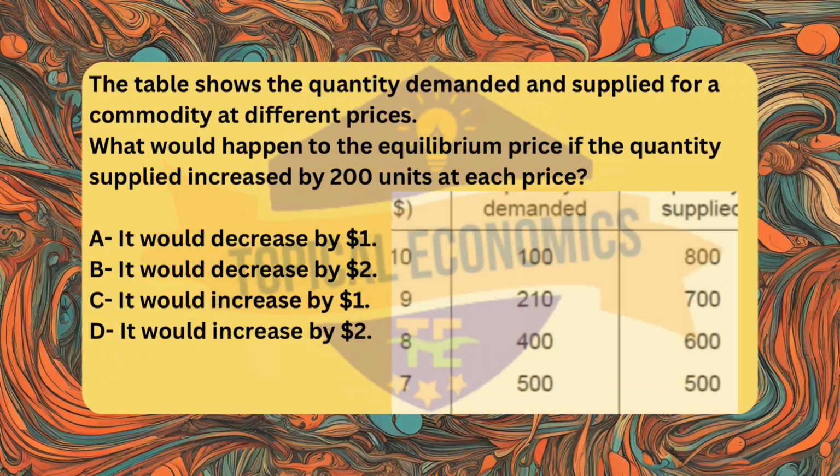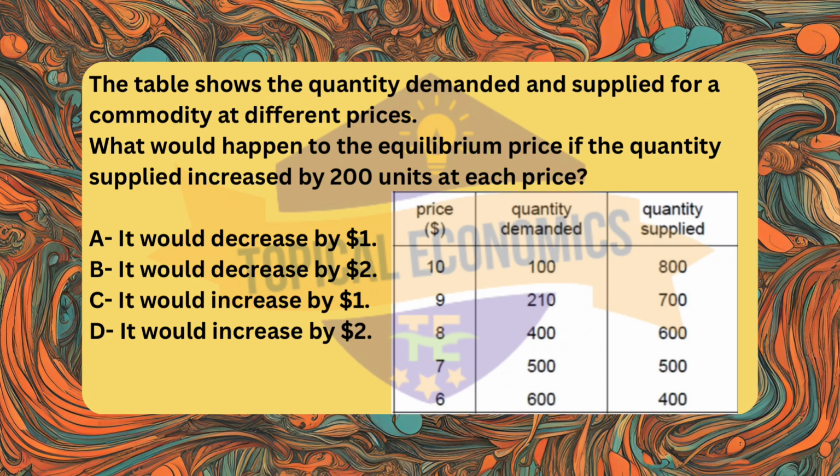The table shows the quantity demanded and supplied for a commodity at different prices. What would happen to the equilibrium price if the quantity supplied increased by 200 units at each price? A. It would decrease by $1. B. It would decrease by $2. C. It would increase by $1. D. It would increase by $2.